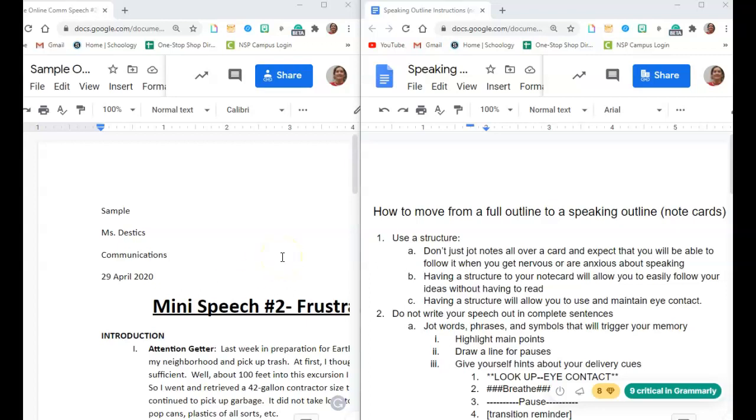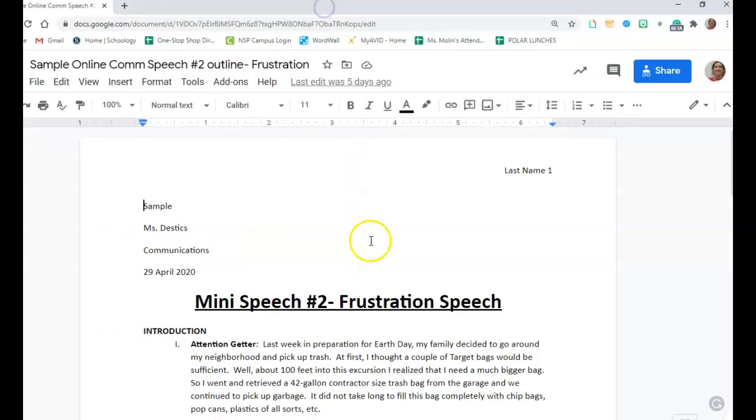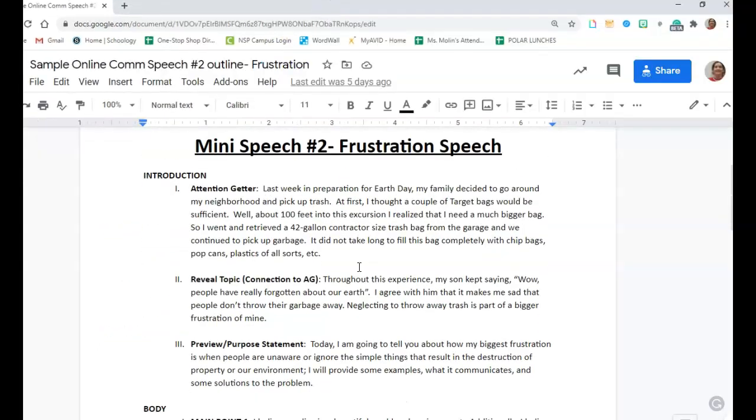Hi, friends. Today we're going to talk about moving from your big formal outline to what we call a speaking outline. You'll remember this outline that we looked at this week as an example on how to write an outline.